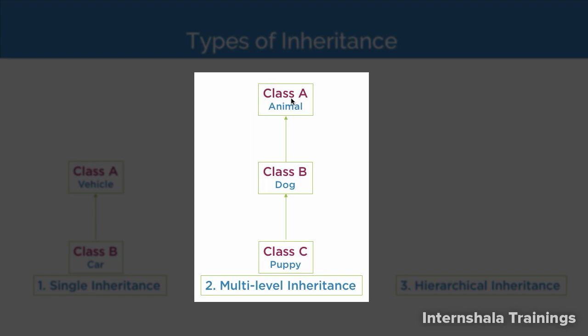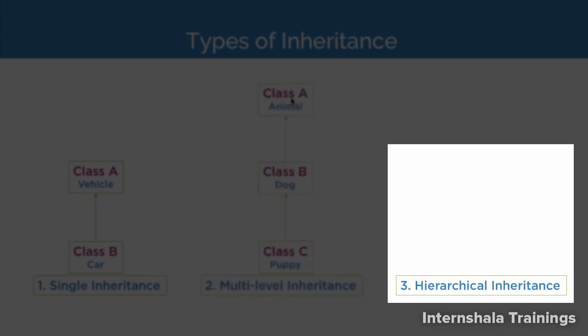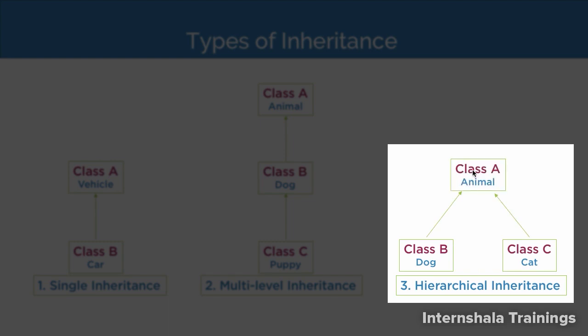Now let us come to the third one, that is hierarchical inheritance. In this topic we saw hierarchical inheritance, such as where we have the class of dog and the class of cat. Both dog and cat have one thing in common: both of them inherit from a common class of animal. Let us assume it is class A. So when we have one parent class in common, that is known as hierarchical inheritance.